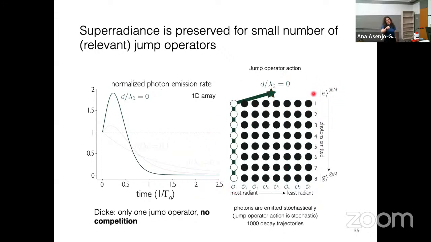Initially, all the atoms are in the excited state. They go down to the ground state. I have 8 jump operators, 01 to 08, that I have ordered from most radiant to least radiant. This is effectively in a cavity, or distance equal to 0. There is only one relevant jump operator that is going to act, the permutationally symmetric one. So the others are completely dark, and I only have one that is bright. And what you're seeing here, these lines represent 1,000 trajectories that we're doing in this.